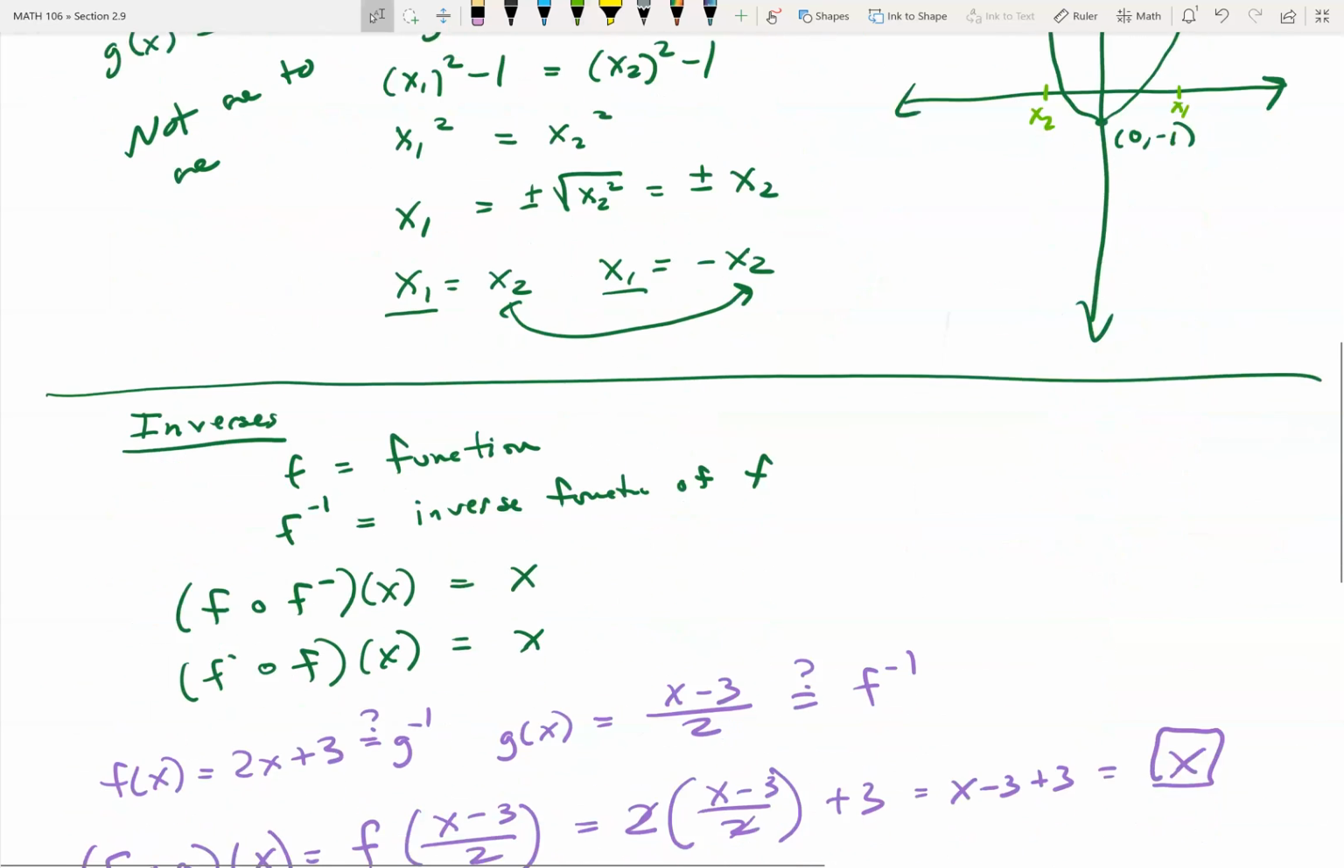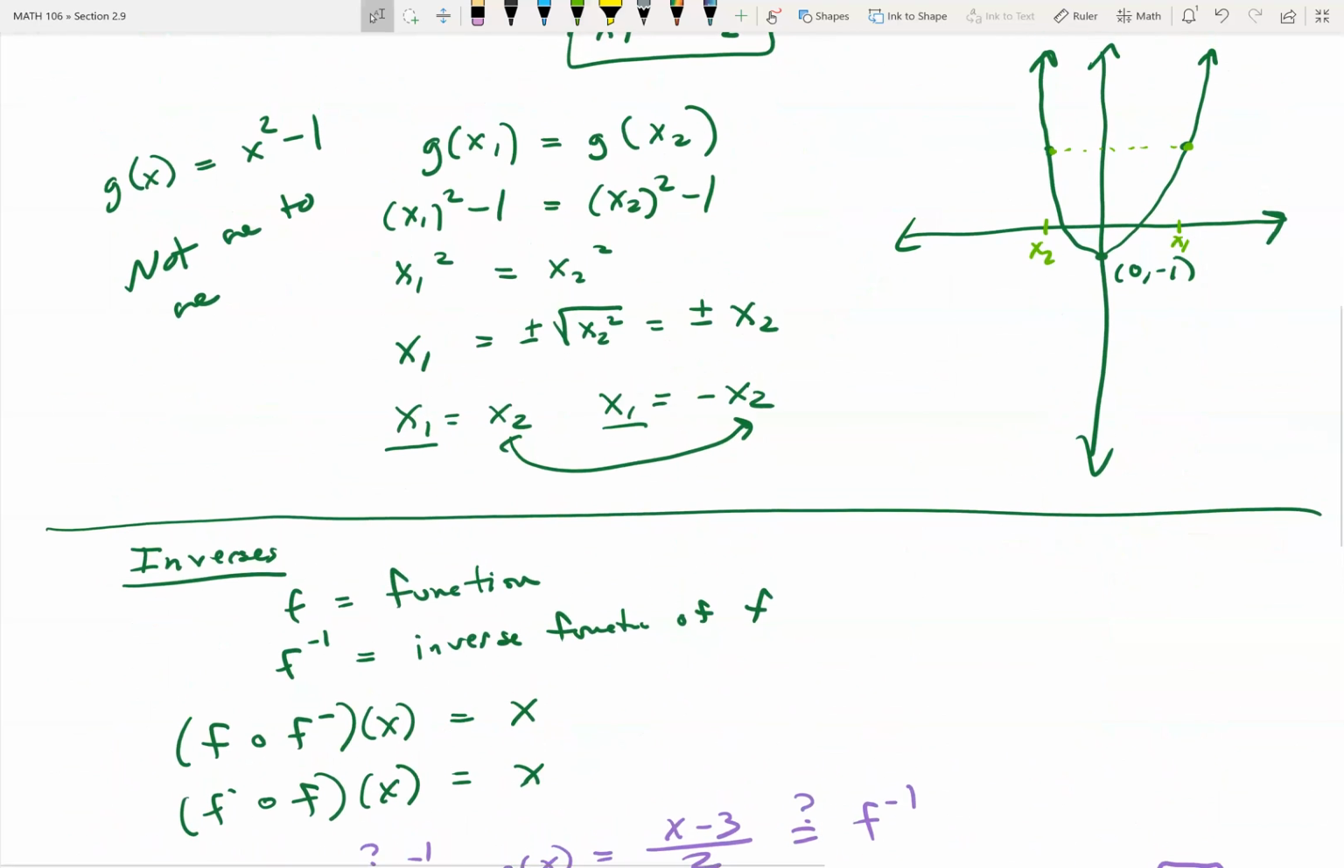Okay. So why do we care about one-to-one functions? Well, our ultimate goal is to be able to figure out the inverse of a function, because they are useful, again, when you apply these things. So I gave you the notation for inverse, right?